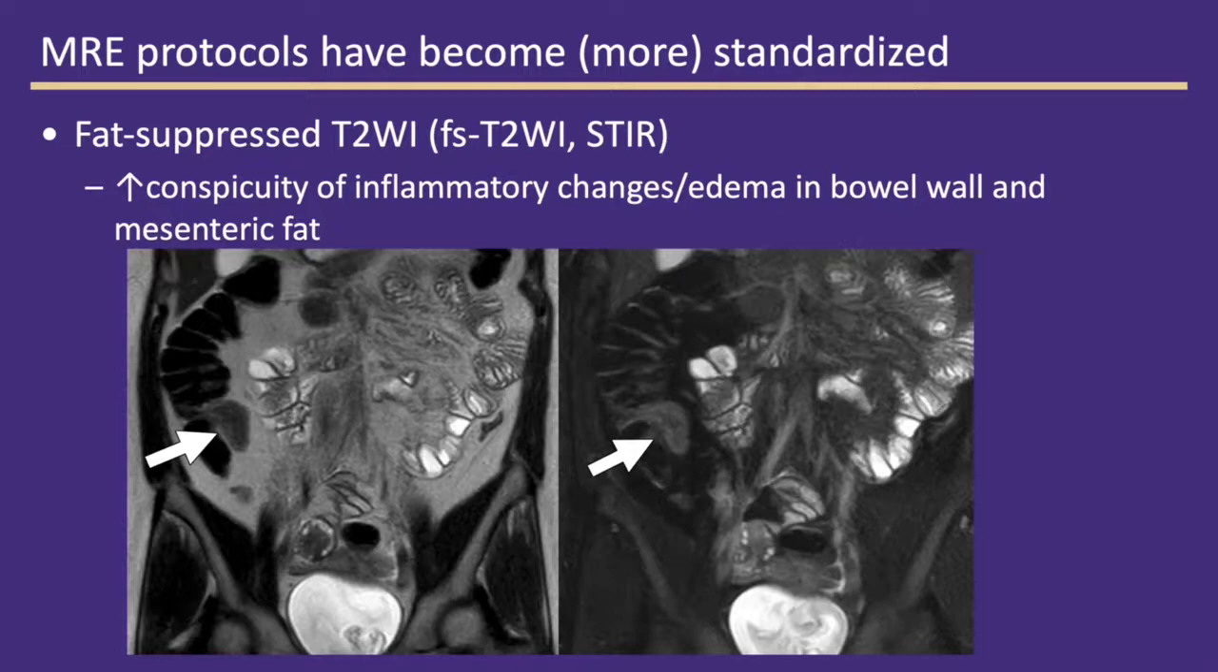Same thing here, it just makes the bowel wall edema a little bit more conspicuous. Same patient side by side, you see some high signal within the terminal ileum on the non-fat suppressed image on the left, which stands out a lot more on the right when you add the fat suppression.